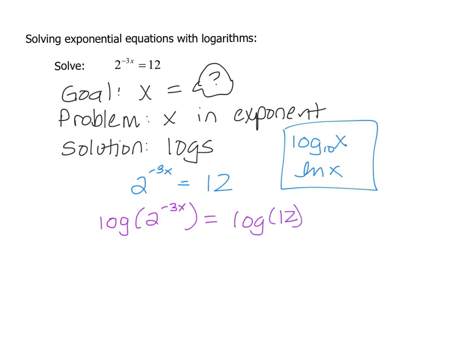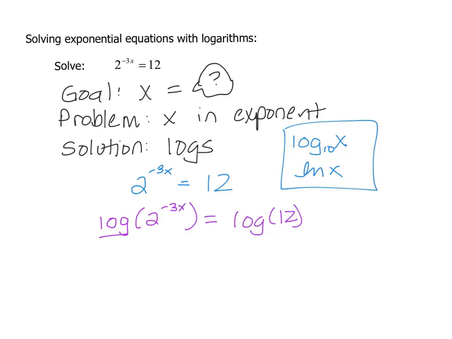Now, sometimes people get confused, as if you're just writing these three letters, log, out in front. What you're doing is taking the log of both sides, the same way you would take the square root of both sides of an equation. So if we had x squared equals 4, we could square root both sides. We're going to take the log of both sides.